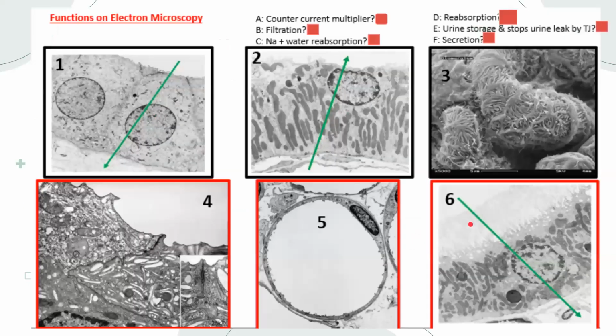Okay, we're nearing the end of the PowerPoint. So let's talk about the electron microscopy. First we'll look at what these different types of cells are, and then we'll talk about their function. The first one we have right here does not have any kind of microvilli, and there's absolutely no mitochondria in the cells. What do you guys think this could be? A principal cell. A principal cell, exactly, perfect.